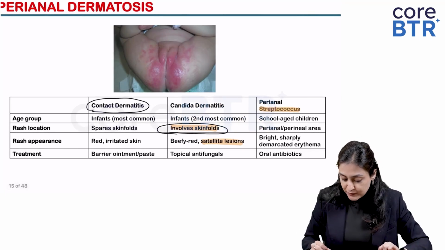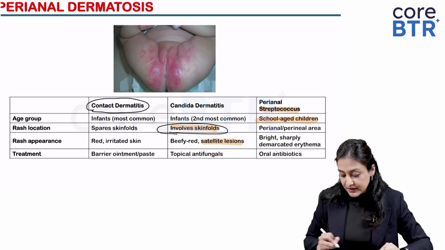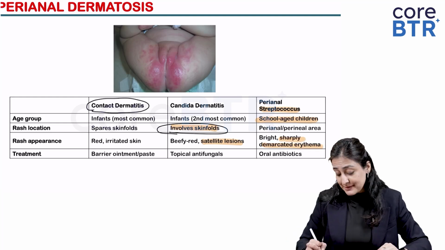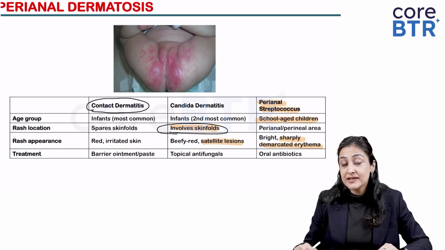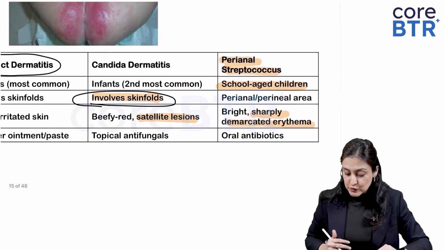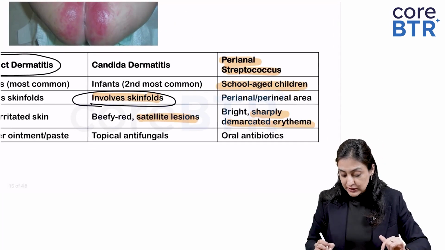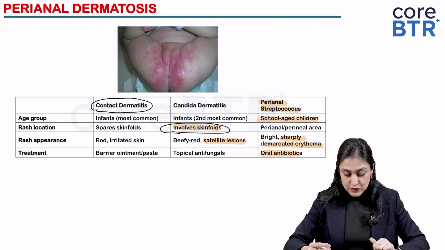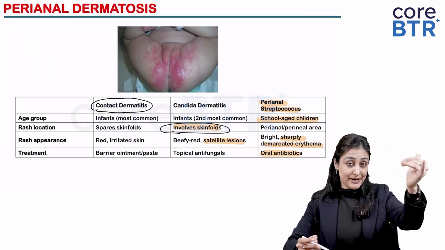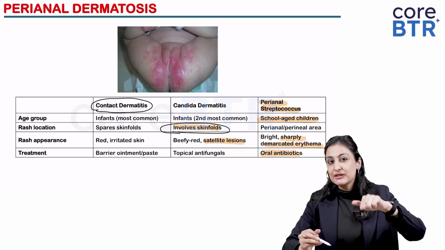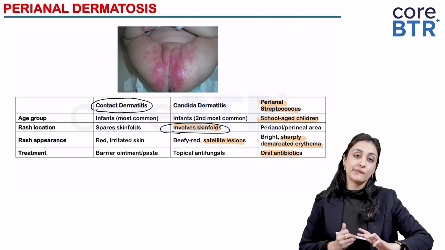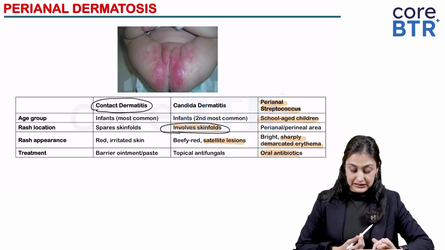And third is streptococcus. This happens in older kids. This is where there will be very sharp erythema. So this is very similar to either erysipelas or impetigo. This is what happens in slightly older kids, the same age group as impetigo, and you give oral antibiotics. So the 3 buzzwords would be: spare skin folds, affect skin folds, and older kids with well demarcated red patches. So this is about the extra topic, perianal dermatosis.